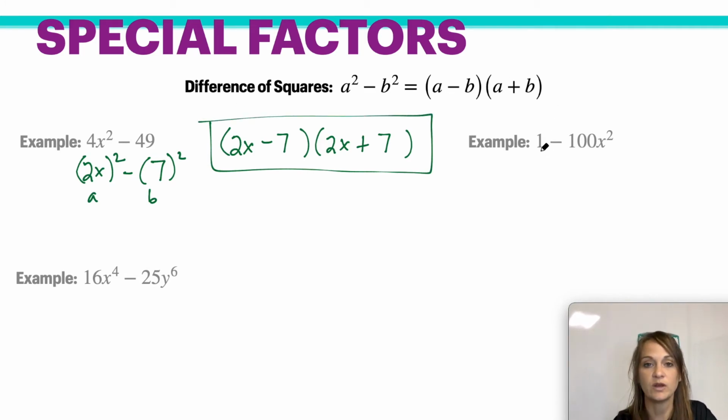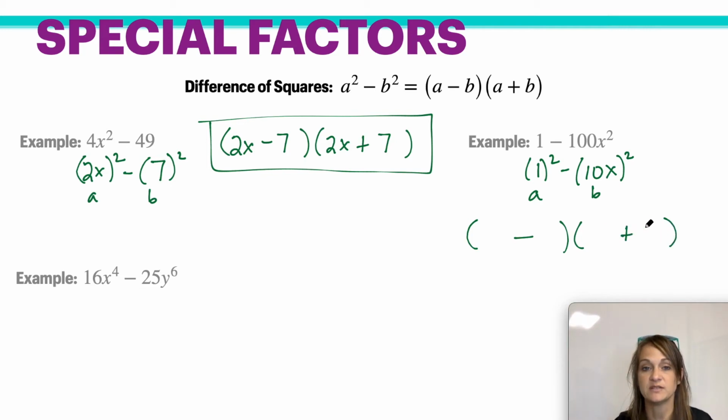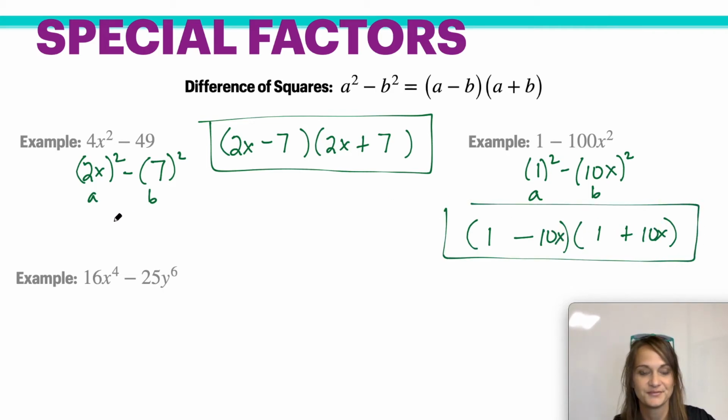Again, what squared gives you 1? 1. And what squared gives you 100x squared? And the answer would be 10x, because 10 squared is 100. So this is A, this is B. So automatically, one should be a negative, one should be a positive. It doesn't matter which you put first. Just make sure that one's negative and one's positive. And then A is 1, and B is 10x. And there's your answer.